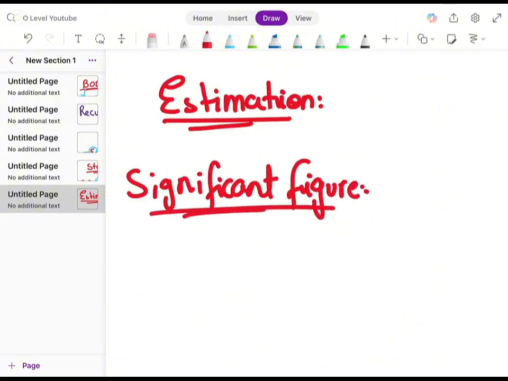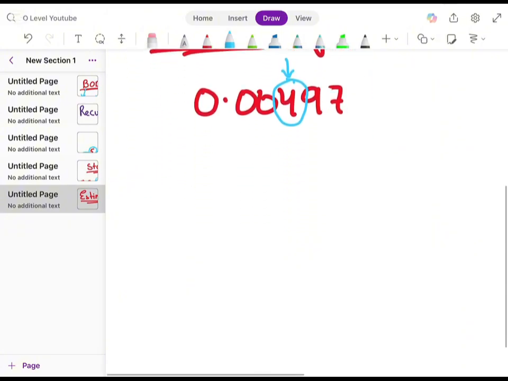So what are significant figures? Basically, the first digit that is non-zero expresses the size of the number. So that's what significant means. For example, I have the number 0.00497. The first non-zero digit is 4, and this digit, which expresses the size of the number, is known as significant.